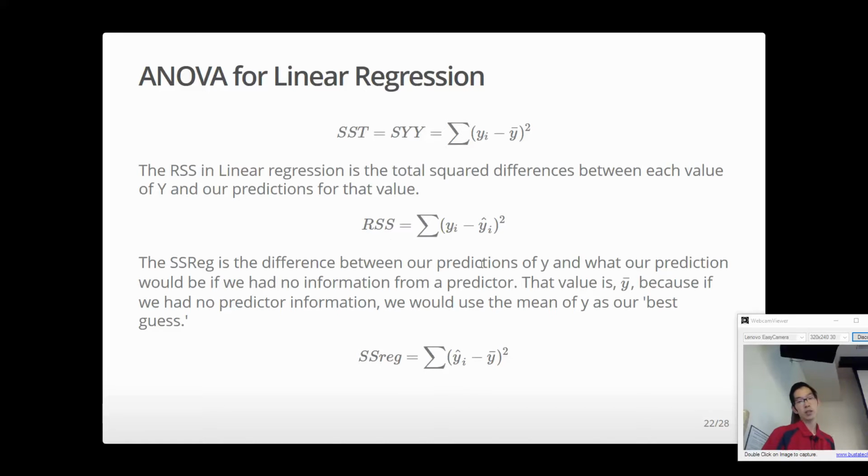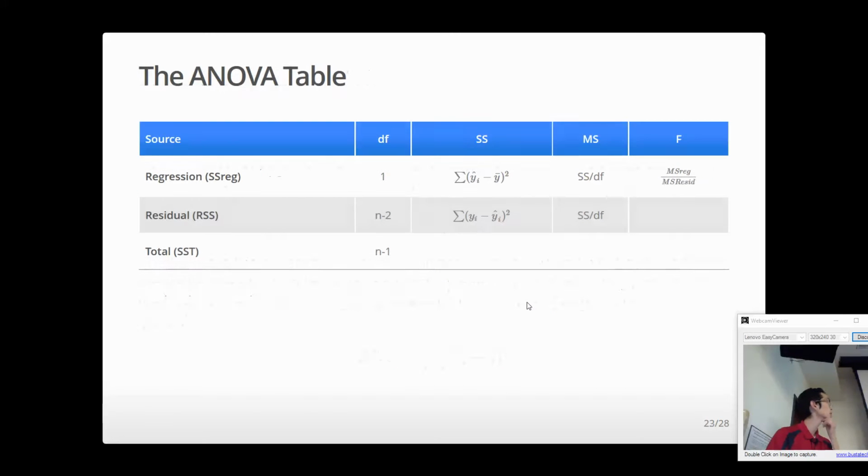Okay, and you can show that this quantity plus this quantity will equal this quantity. And we put this all together in the ANOVA table. Okay, and so the ANOVA table, we say, what are your sources of variation? And for simple linear regression, we have two sources. This variation accounted for by the regression, the residual variation. We have degrees of freedom associated with each of these things.